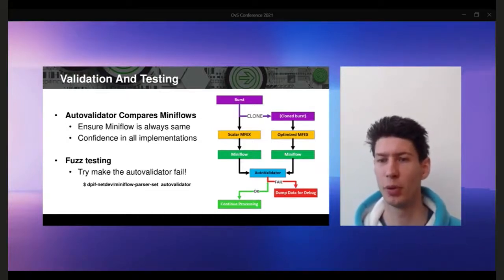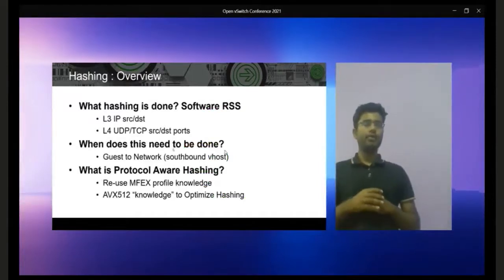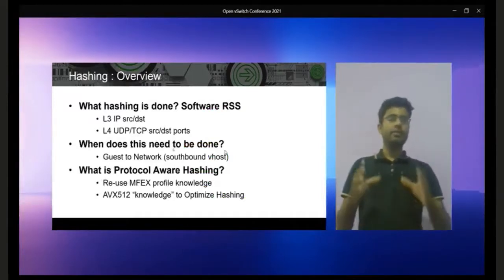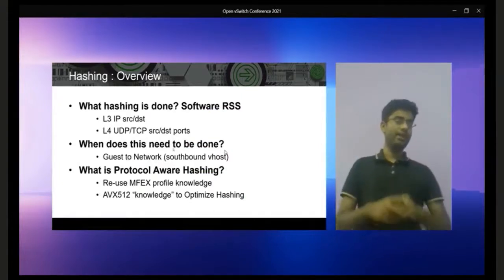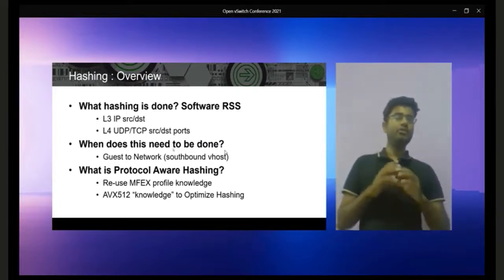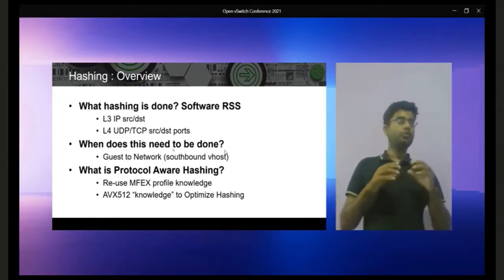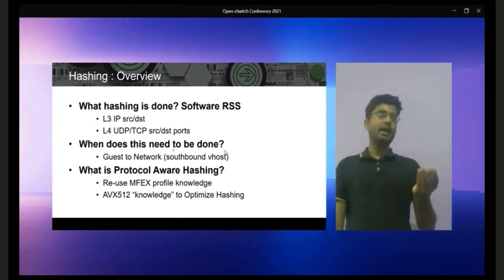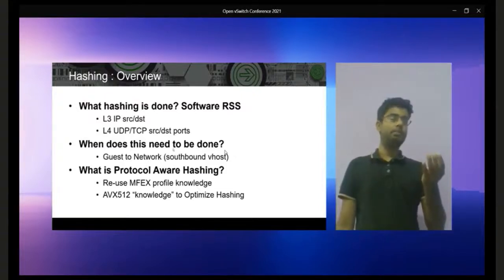Now let's talk about protocol-aware hashing. Hey everyone, so I'm Kumar from Intel, and I will be continuing this presentation on how we optimize hashing in OVS. So OVS uses software-based RSS hashing, and to do that it needs IP addresses, L4 ports, and then the protocol itself.